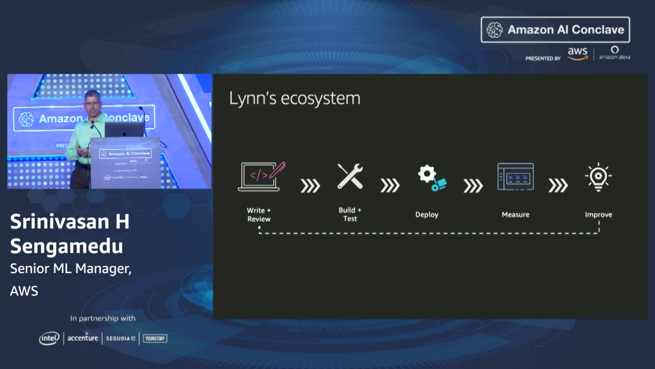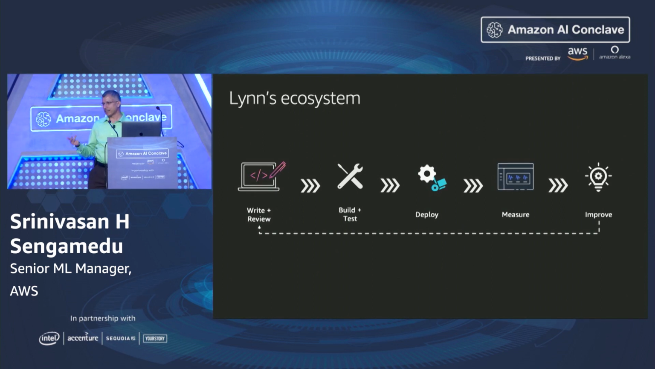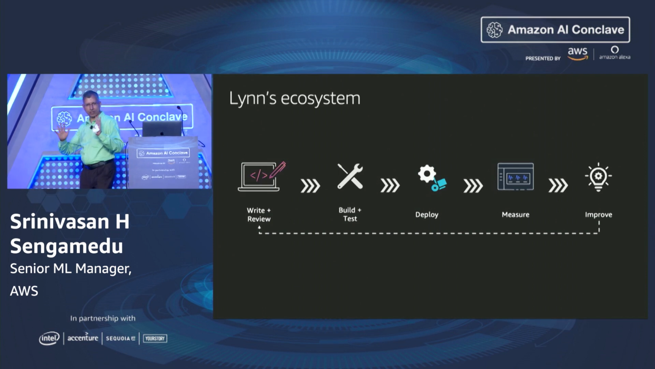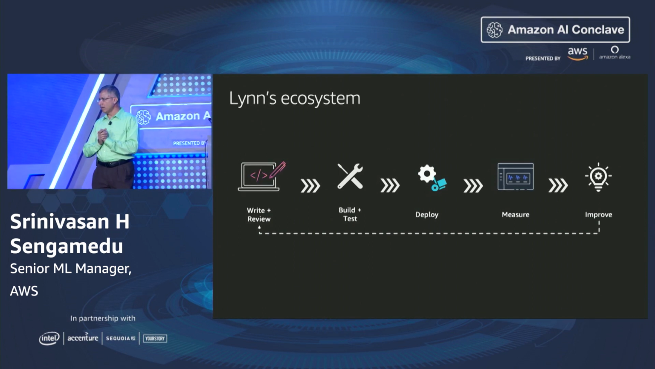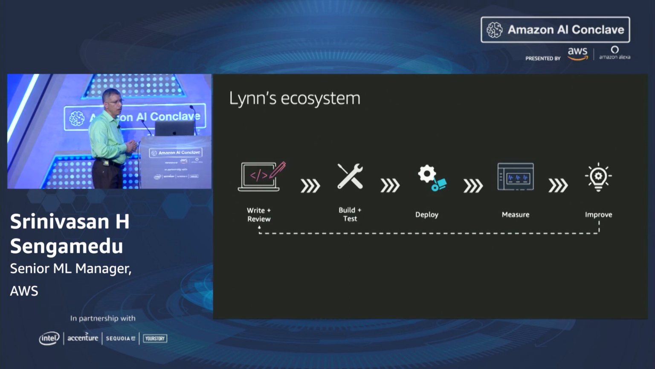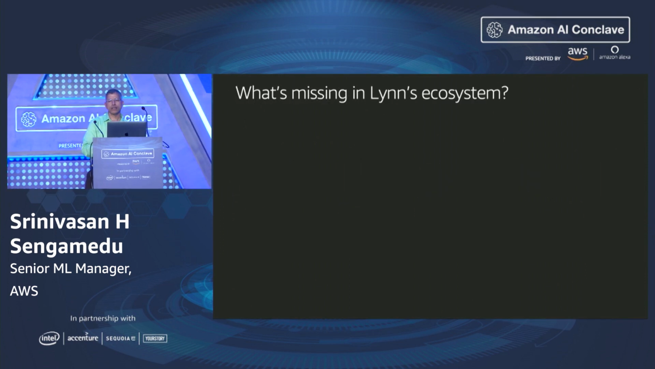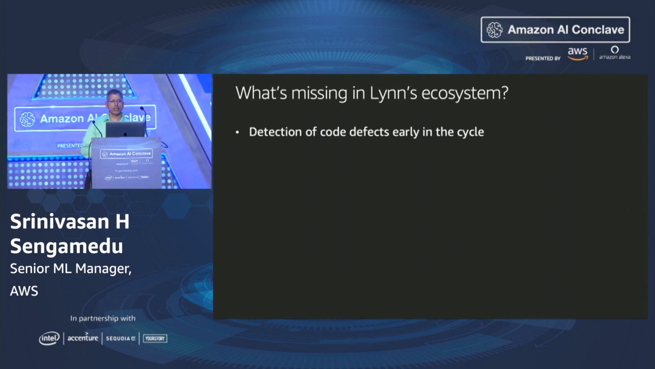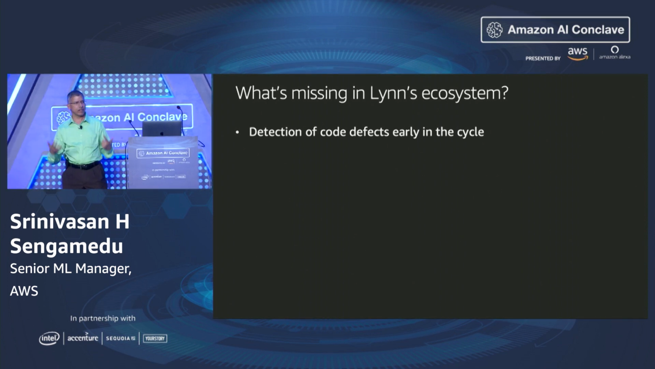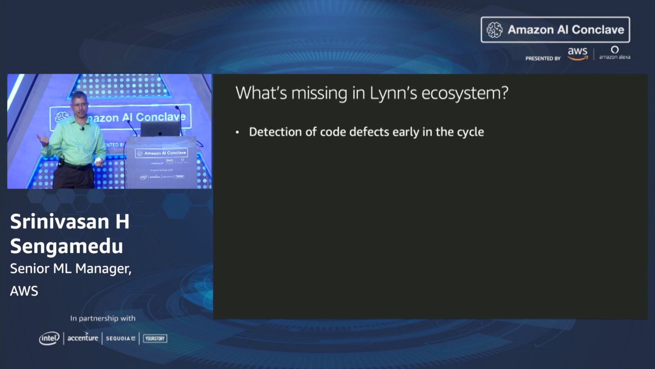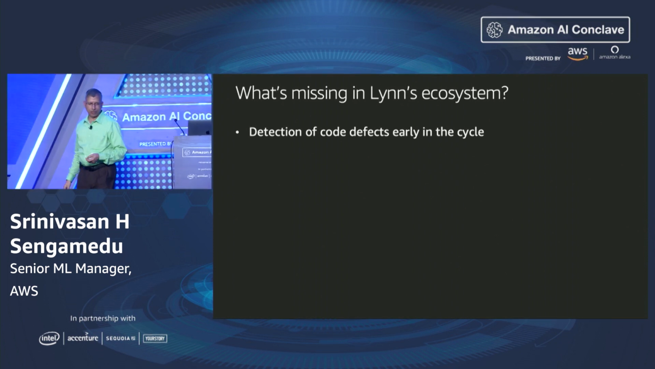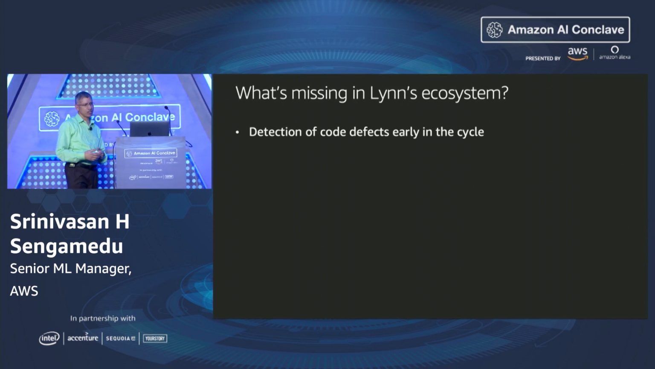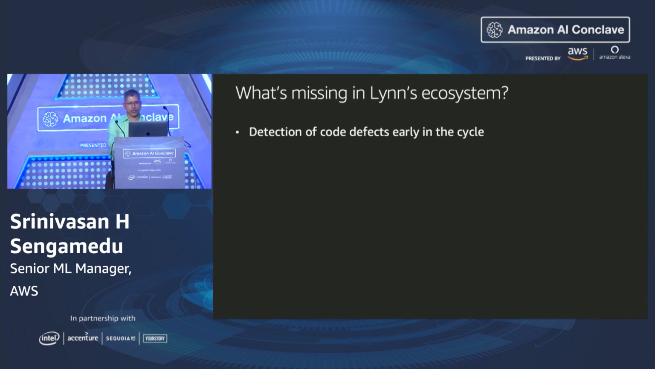So the processes include things like code reviews, CI/CD pipelines, metrics like latency, dashboards, alerts, and so on. This is the world Lynn is living in, and now let's see what's missing in this picture. The first thing missing is detection of code defects before they make it to production. This is very important. Anything that has an impact in production has a lot of other repercussions, so you want to detect the issues early on.